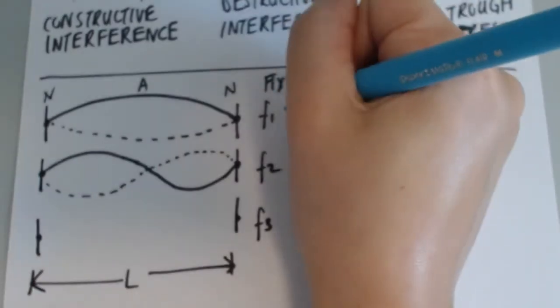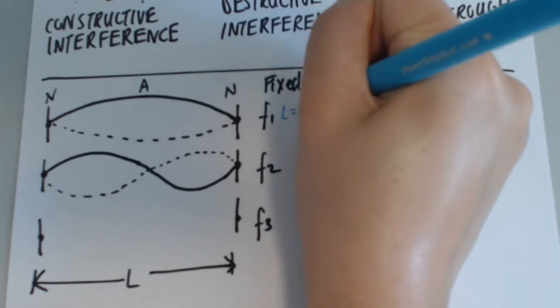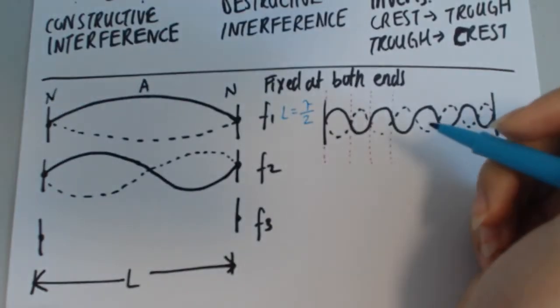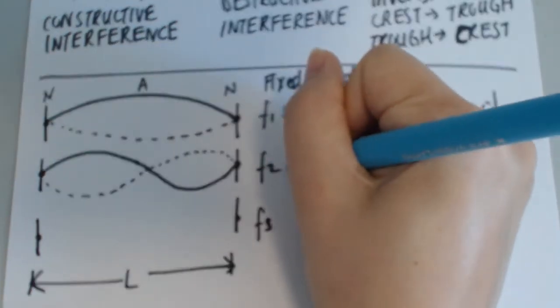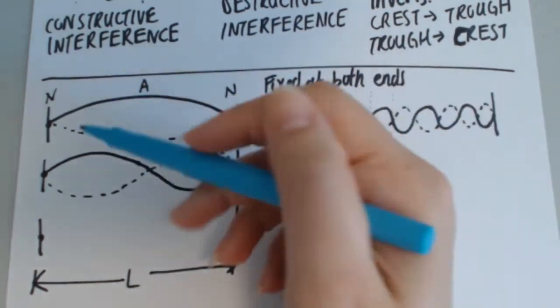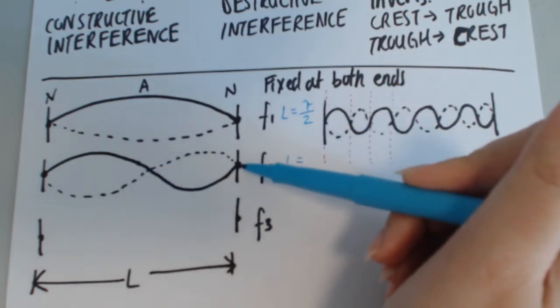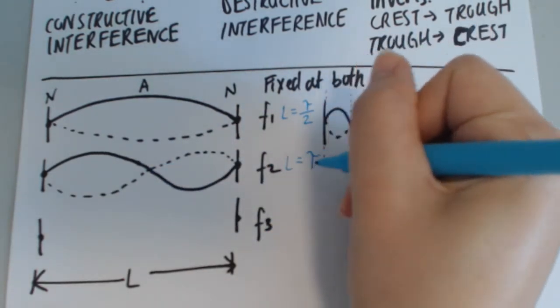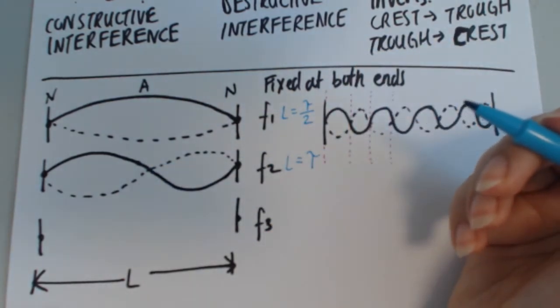Okay, in the first case, we had L is equal to lambda over 2. Now in this case, we're going to have L is equal to, well, how many wavelengths is that? I have exactly one crest and one trough, so that is exactly one wavelength. L is equal to lambda.